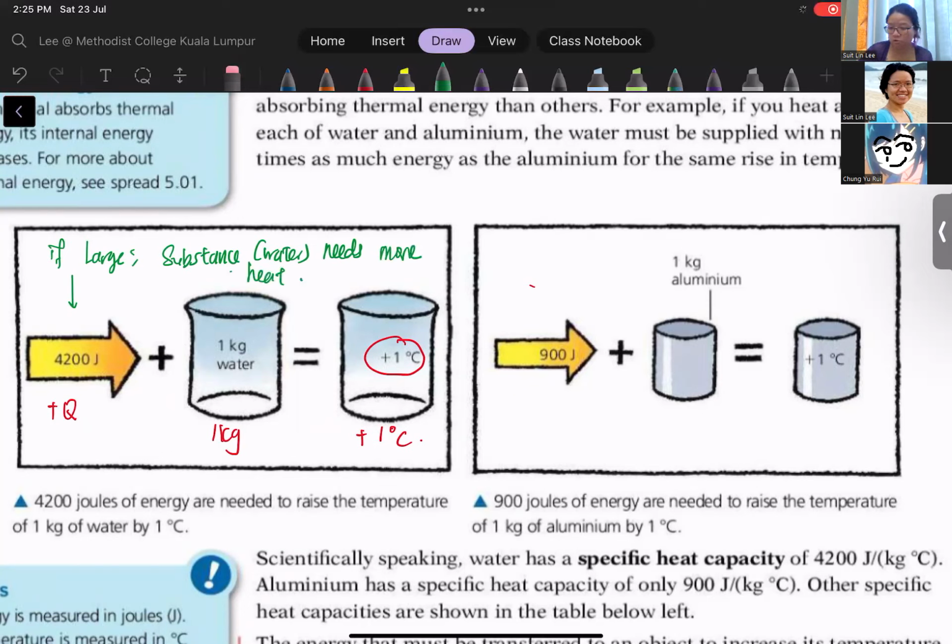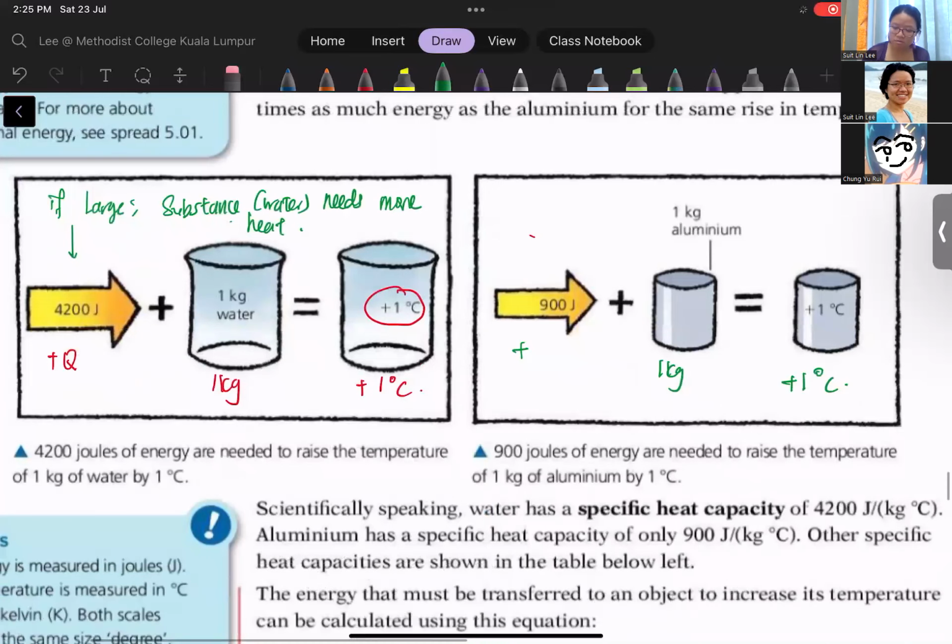All right. So we compare this to aluminium, which is generally a good conductor. So the reverse will happen. Aluminium only needs 900 joule, which is 4 times less, for 1 kilogram of aluminium to increase its temperature by 1 degree Celsius.